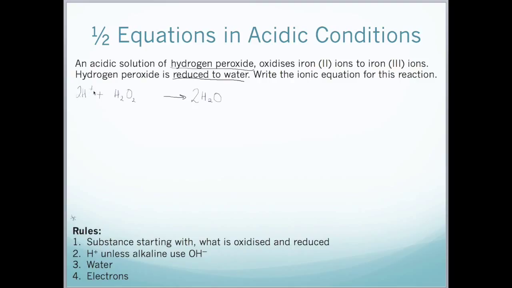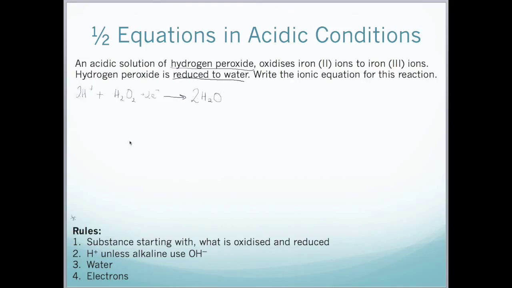However, there are 2 positive charges now on the left, but 0 charges on the right. So we add 2 electrons on the left to balance out these positive charges from the H+. This gives us the balanced half equation for hydrogen peroxide. Let's now look at iron.